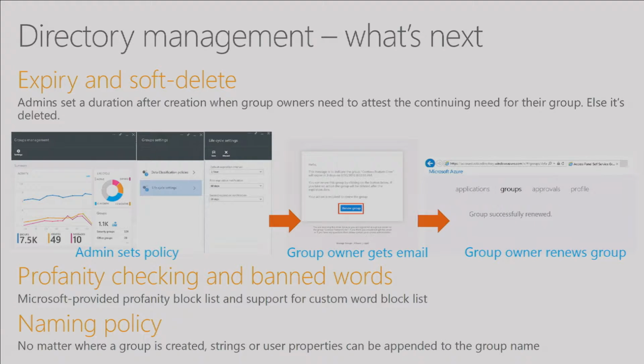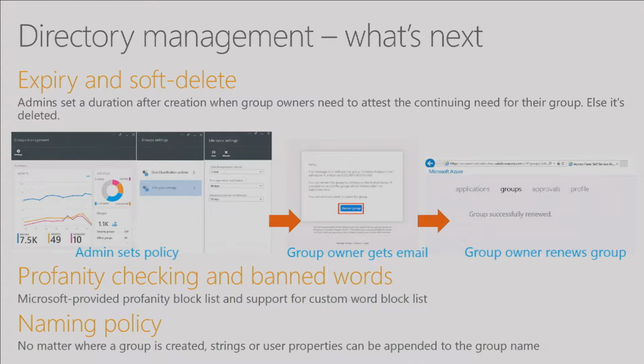Yeah, so Eric talked about the things that we have released recently. I'm just going to talk through some of the stuff that's really near release and will be coming out very, very soon. So let's talk about expiry and soft delete. What we've heard back from customers is that the proliferation of groups at an organization, particularly organizations that have a self-service group creation model, can be a real pain. So to address that, or to help address that, we will soon be releasing a feature called Expiry.